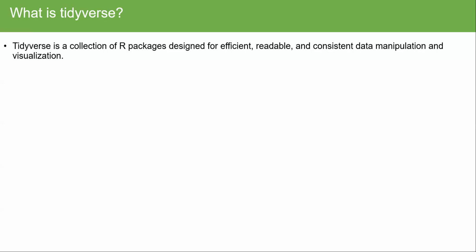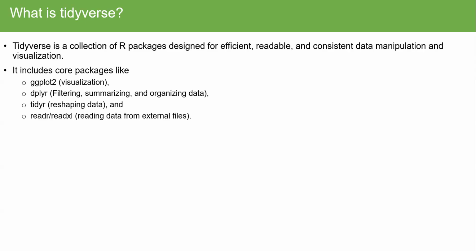So now we have a basic understanding of what is R, and we have come to the word about what we mean by R package, and we are specifically talking about the package that we are going to see. So what is that? Tidyverse. So Tidyverse itself is a collection of R packages designed for efficient, readable, and consistent data manipulation and visualization. So it includes certain core packages like ggplot2, which is used for generating visualizations or graphs, and we have a package called dplyr, which has functions which help us in filtering the data, summarizing the data, and organizing the data.